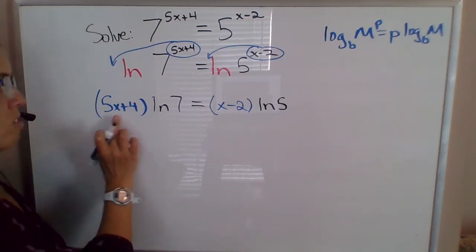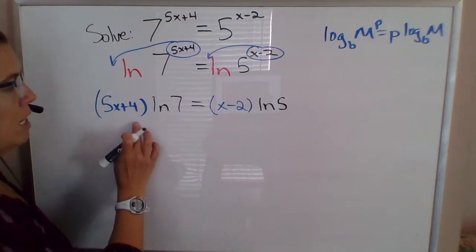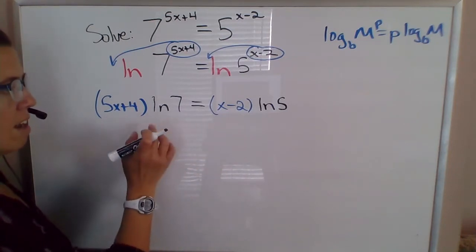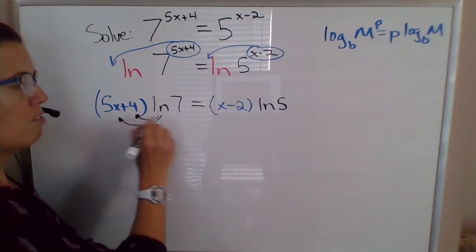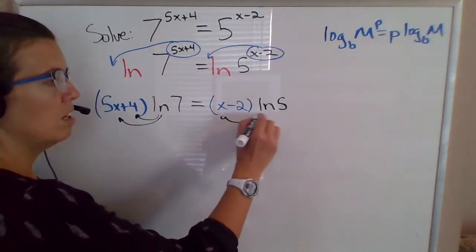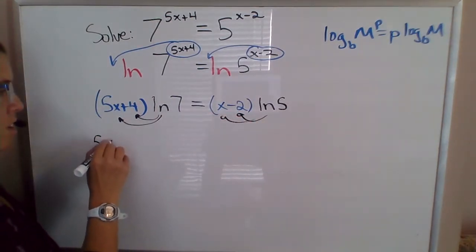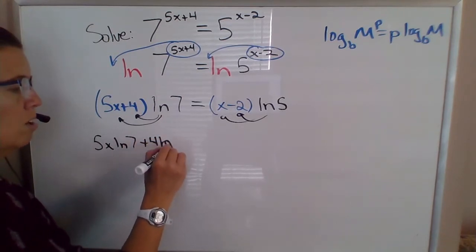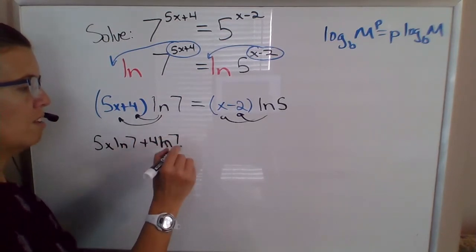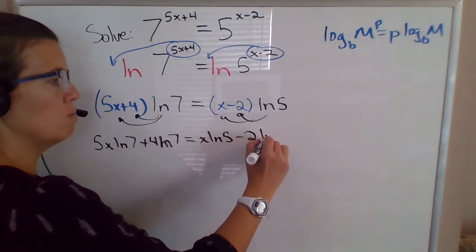Okay, so the goal is to get x by itself. In order to isolate x, first thing we're going to need to do is bust these x's out of these parentheses. So I'm going to multiply this out. Natural log of 7 times both parts here. Natural log of 5 times both parts here. So we end up with 5x times natural log of 7 plus 4 times natural log of 7 equals x times natural log of 5 minus 2 times natural log of 5.